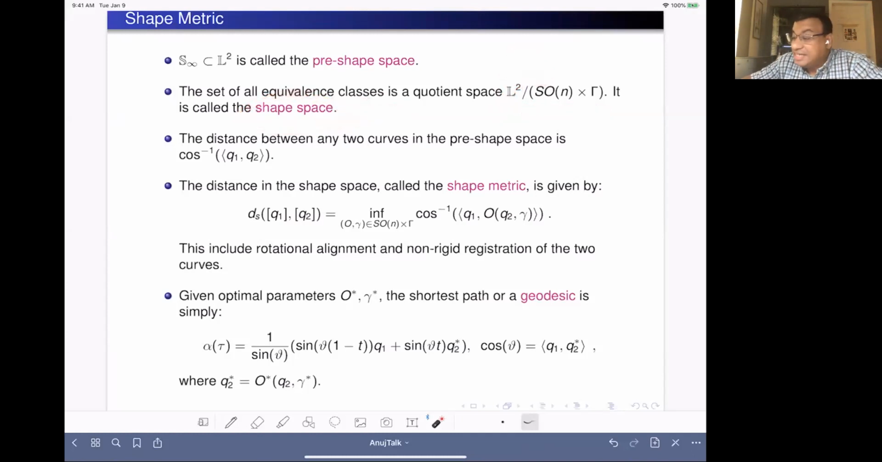We can compute distances between shapes. Before you align the shapes, before you register the shape, you can compute the distance. The distance is just arc length on a sphere. If you have a sphere and you have two points on a sphere, then the arc length is simply given by the cosine inverse of the inner product. It's useful.